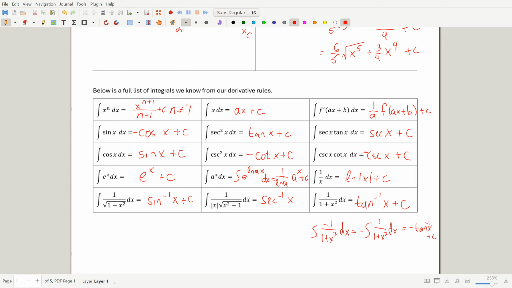Go ahead. Would it still be plus C or would it become minus C since you're multiplying it all by negative 1? It doesn't matter because C is an arbitrary number. It would be a different C based on which one you wrote, cotangent or tangent. It's always okay to put plus C because we don't know what C is.